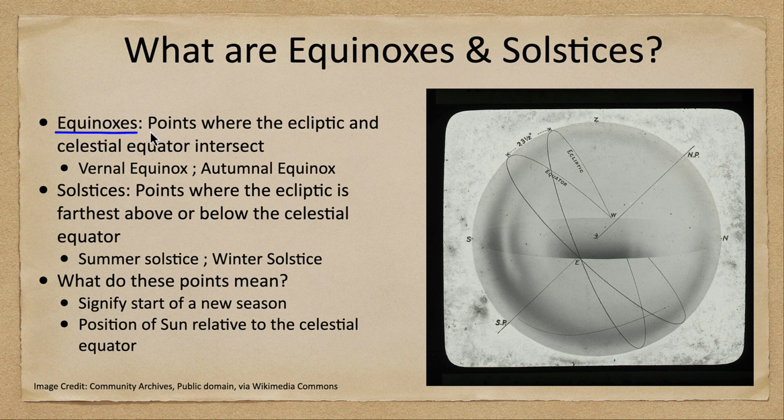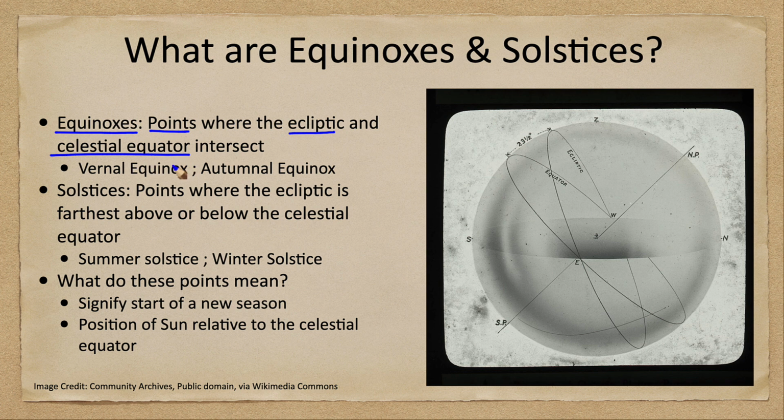They are points where two different lines meet, and that is the ecliptic, which is the path of the sun, and the celestial equator, which is the extension of Earth's equator out into the sky. So the Earth's equator divides the sky into a northern and southern hemisphere, much as the equator of the Earth divides the Earth into a northern and southern hemisphere. The ecliptic is the path that the sun takes.